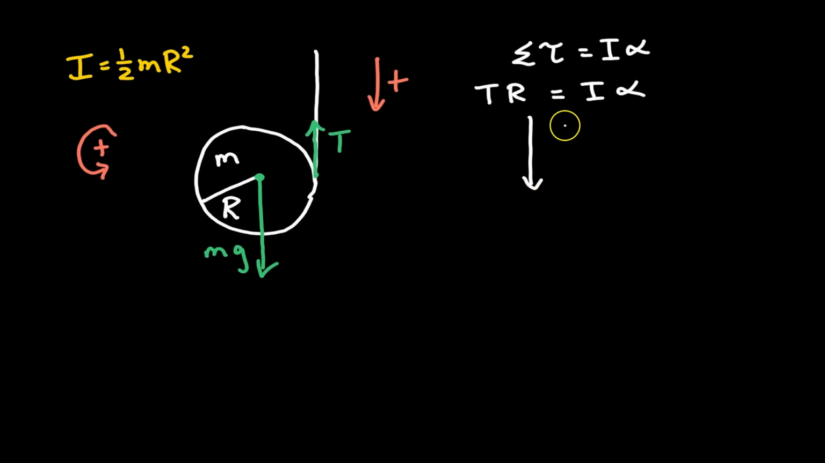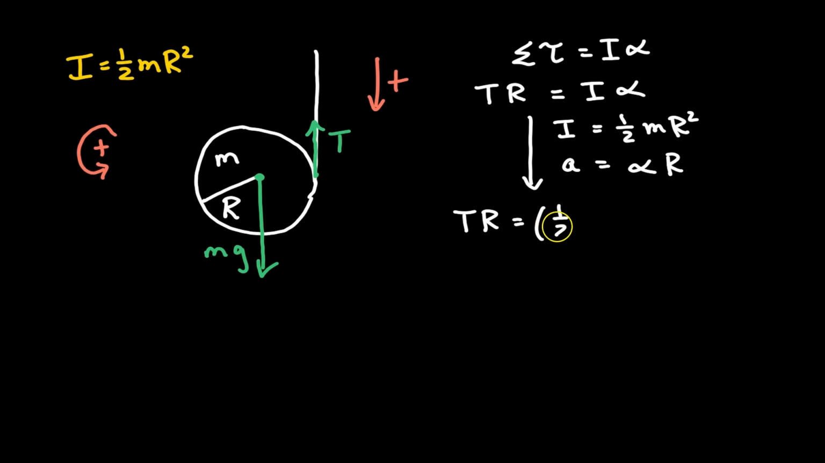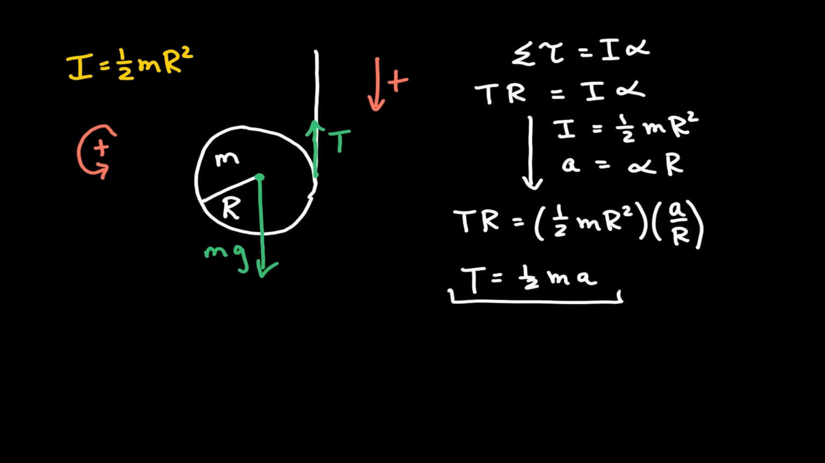We're given that the rotational inertia of the cylinder is 1/2 mr², and using our bridging equation, we know that the linear acceleration is equal to α times r. Substituting the rotational inertia and the linear acceleration, we get TR is equal to 1/2 mr² times a over r. The r's cancel out, and that gives us T is equal to 1/2 ma.